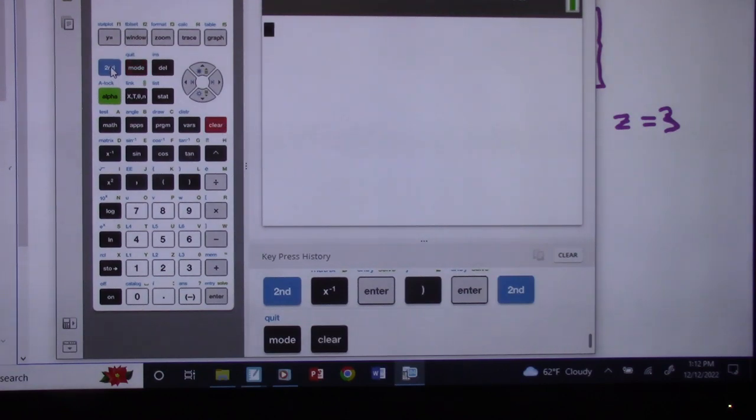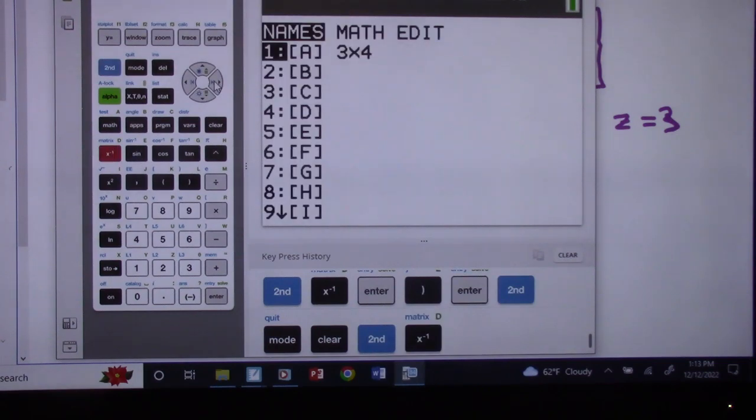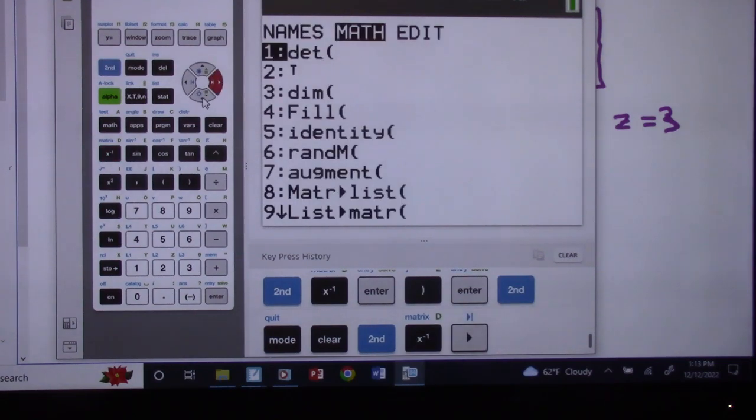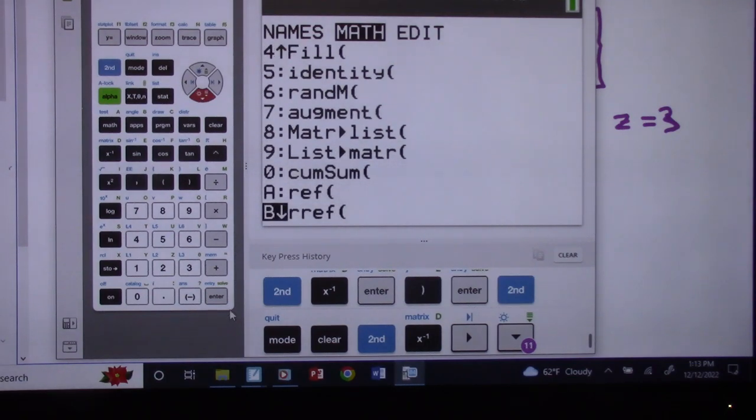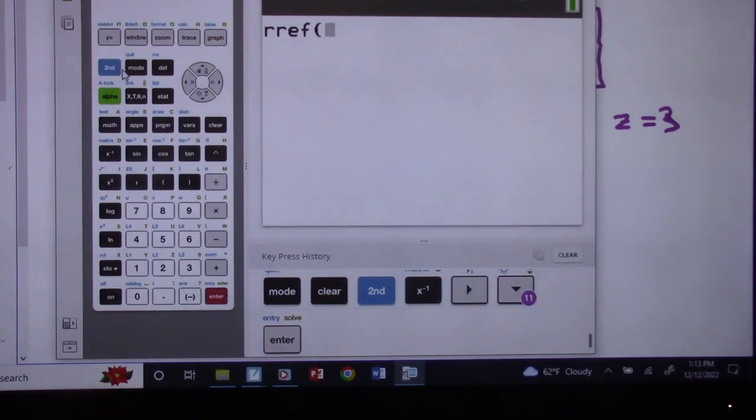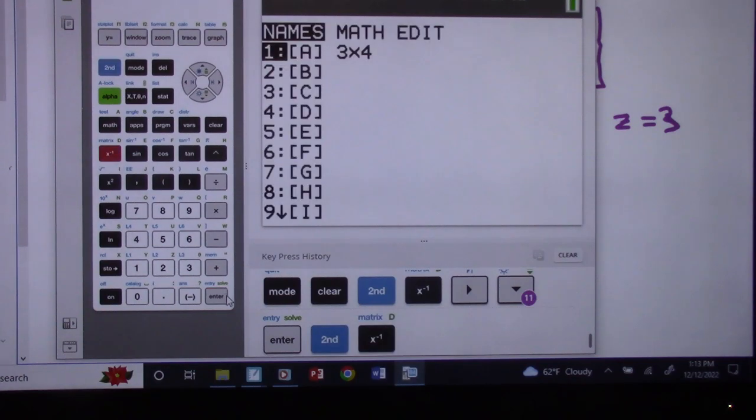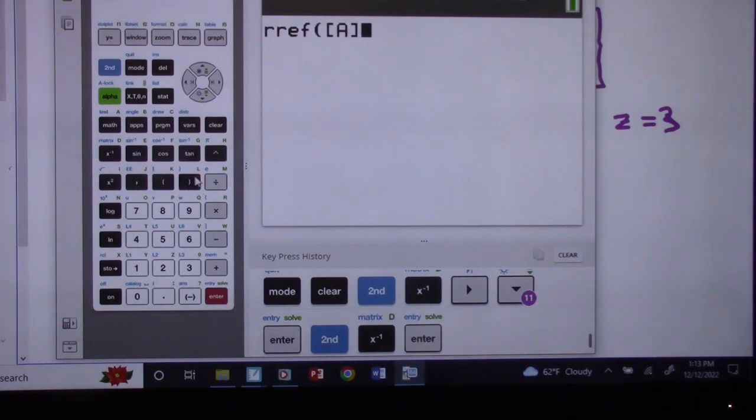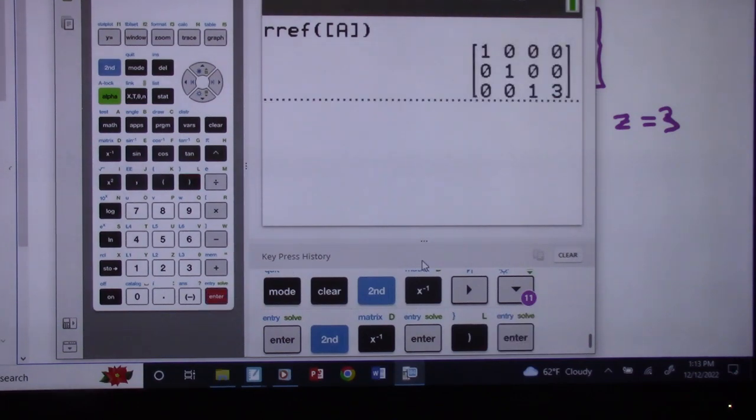Second quit, then we go to second, matrix, math. From there we go down to B, and you can actually press B if you want to. We get this, and then you press second matrix, enter, and you get your reduced row echelon form. Then you press enter, and you get it. So you learn to do it with keystrokes. Good job, Braden. Now who got it this time?